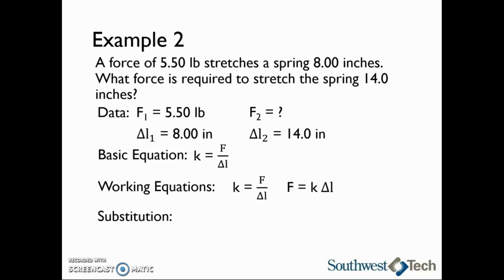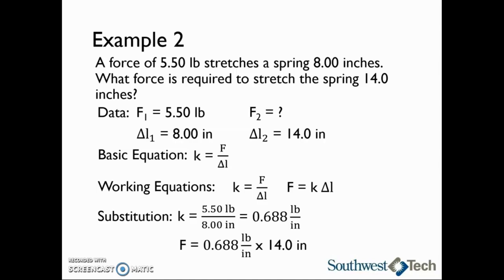Our first substitution is that K equals 5.50 pounds divided by 8.00 inches. This gives us a spring constant K of 0.688 pounds per inch. Next, we will find the force by taking 0.688 pounds per inch times 14.0 inches. This gives us a force of 9.63 pounds.